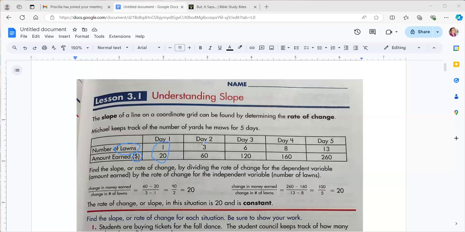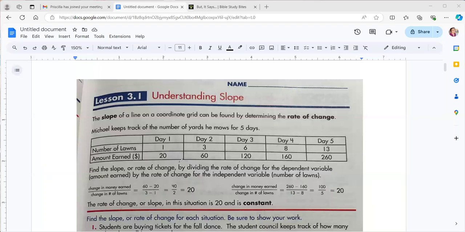When he mowed 3 lawns, he got $60. When he mowed 6 lawns, he got $120. Are we starting to see a consistent relationship? You can tell that in his business, every lawn he mows, he earns $20, right? You look at this table, in each of these things, the bottom number divided by 20 is the top number, or the top number times 20 is the bottom number. So there's a consistent relationship. The ratio is 1 to 20, right?